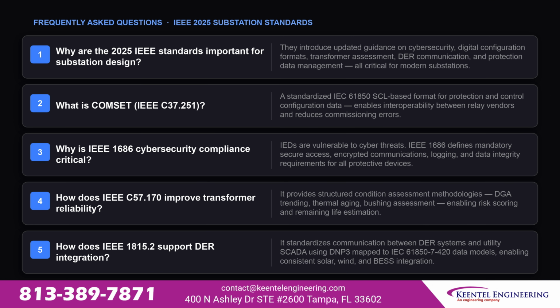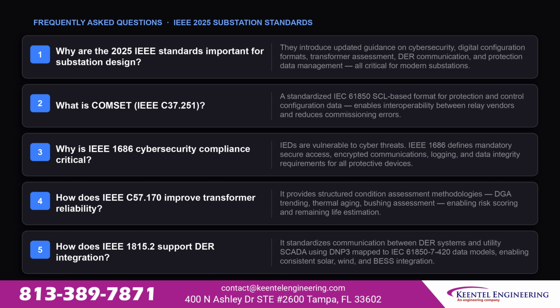Why do the 2025 IEEE standards matter? Because the grid has fundamentally changed. Renewables, digitization, cyber threats, and aging infrastructure all demand updated guidance, and these 10 standards deliver it. What is ComSet? The IEEE C37.251 standard, a structured IEC 61850 SCL-based format for protection configuration data that enables multi-vendor interoperability and eliminates manual settings integration errors.